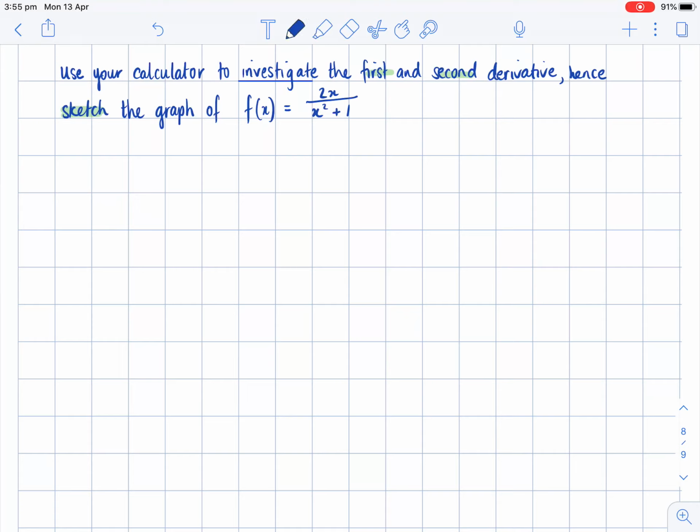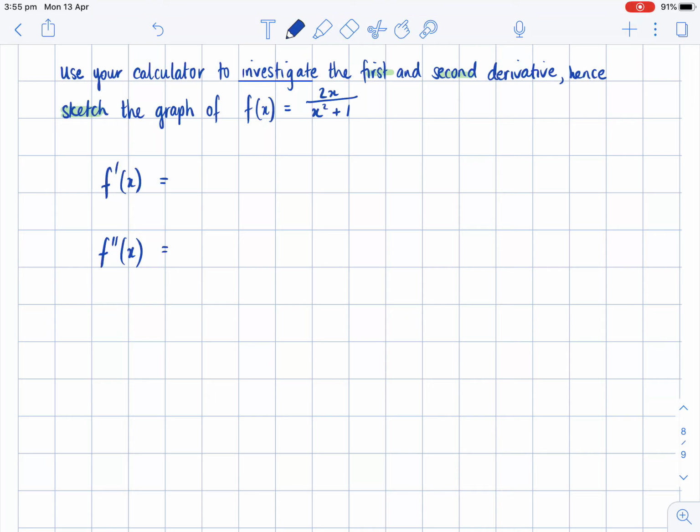So what I'm going to do is I'm going to use my CAS calculator, and I'm working on the iPad, so it looks a little bit different to your handheld, but I'll hopefully show you a few tricks that make it a little bit easier to do it on the calculator as well. So let's actually start by finding what the first derivative is, and we'll also find out what the second derivative is.